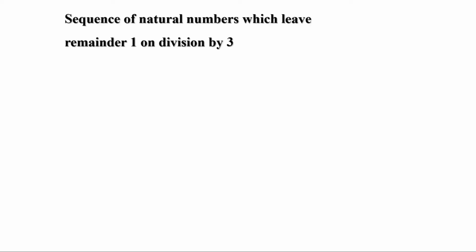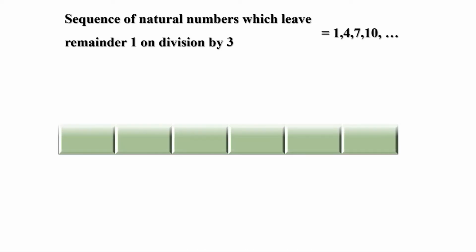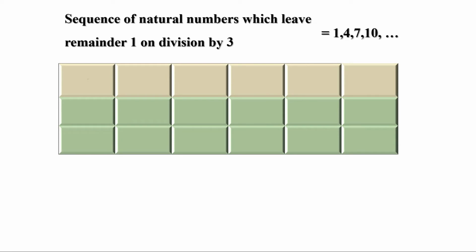Now let us look at the sequence of natural numbers which leave remainder 1 on division by 3. We have seen this sequence in the last video. The sequence was 1, 4, 7, 10, etc. Now let us write the position and term and find out the relationship. First term is 1, second term is 4, third term is 7, and fourth term is 10, and so on.